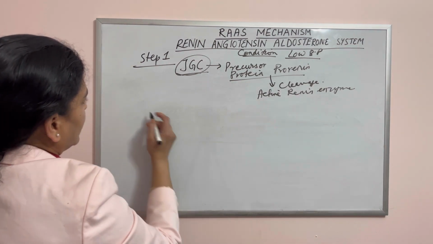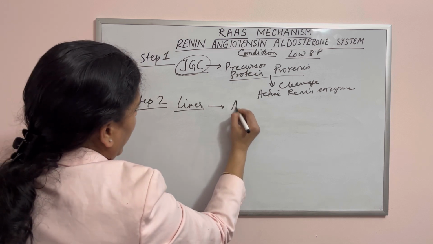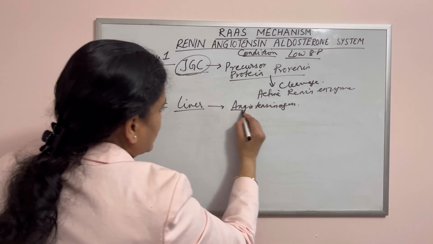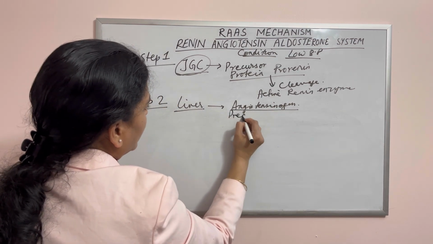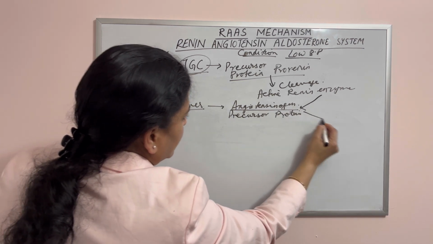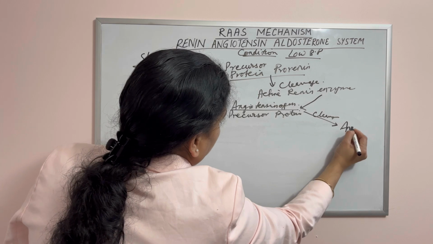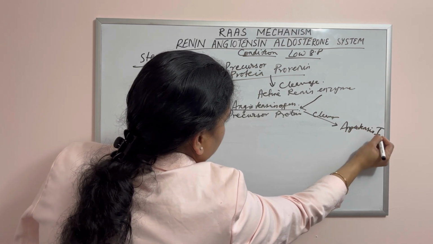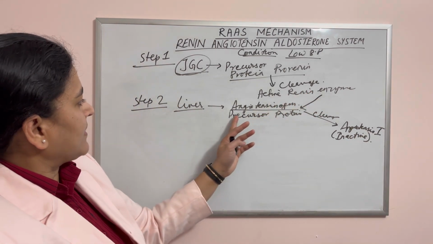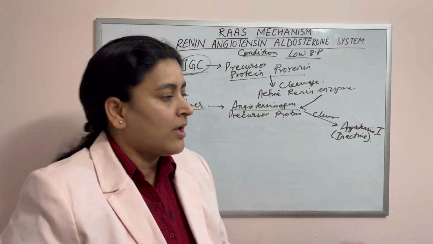So we get active renin enzyme as the first step. Once it is released into the blood, step two, at the same time, at the liver, angiotensinogen is secreted. Angiotensinogen is also a precursor protein, and renin acts upon it to cleave it. A cleavage happens of the 10 amino acid peptide to convert it into angiotensin 1, and this is inactive. So renin acts on the angiotensinogen released by the liver and cleaves it into angiotensin 1, which is inactive.